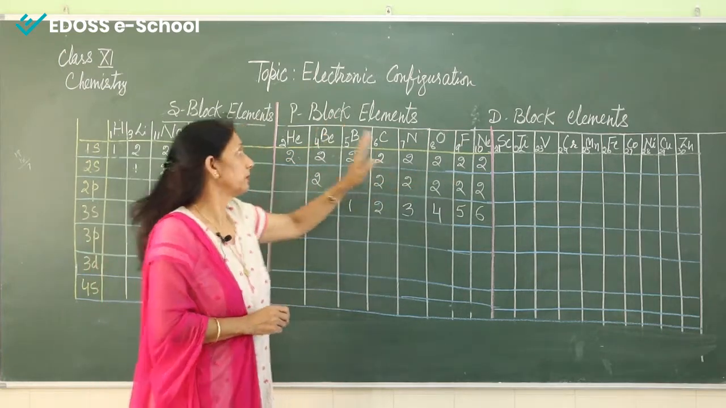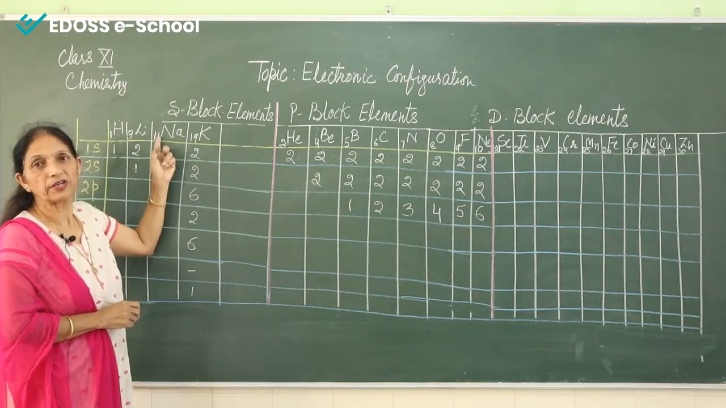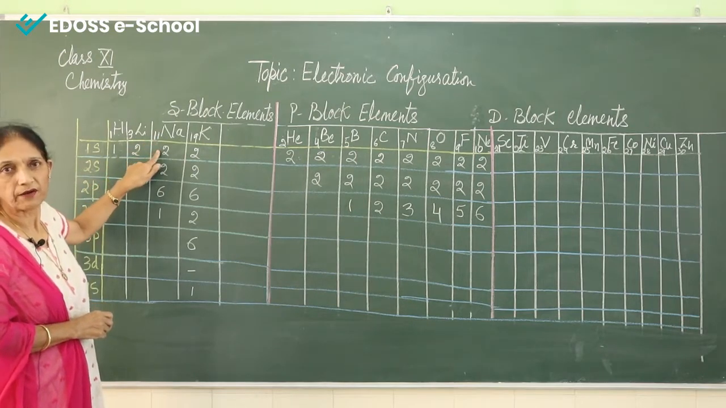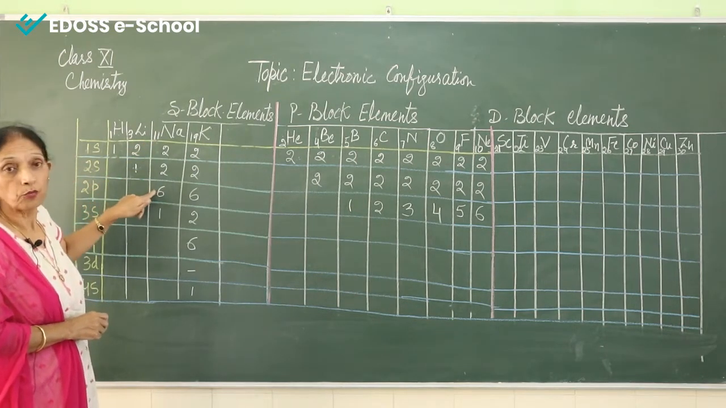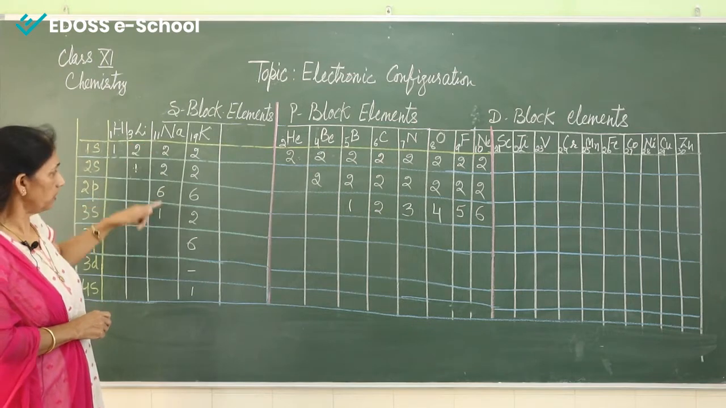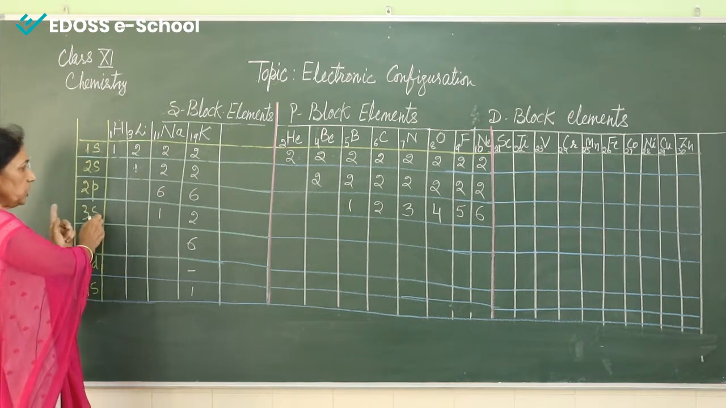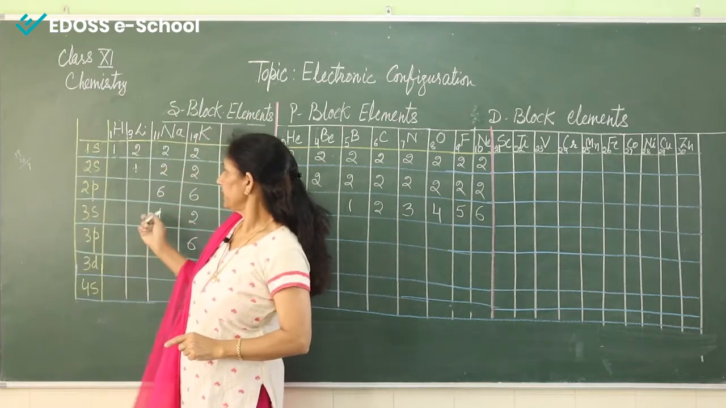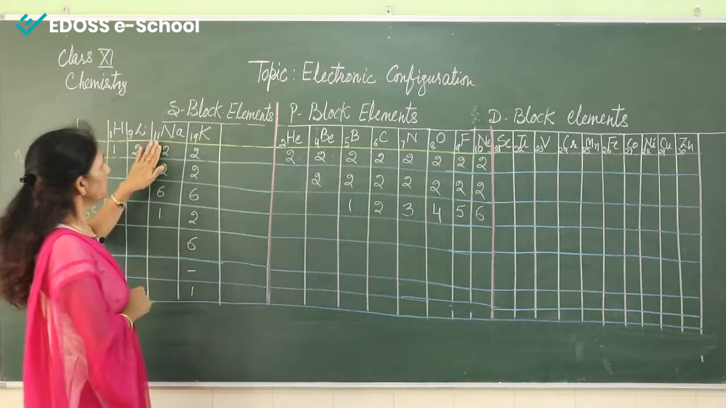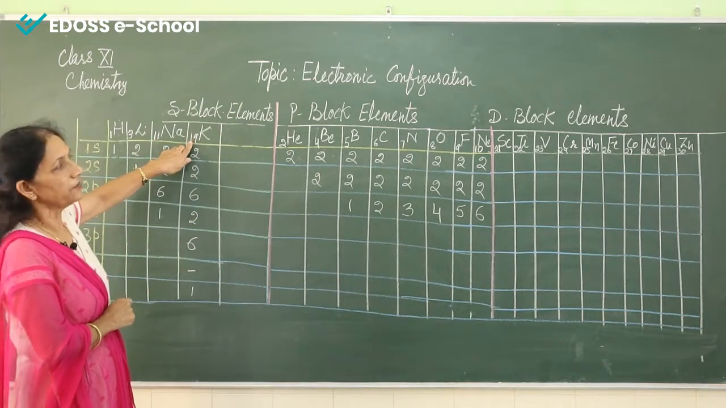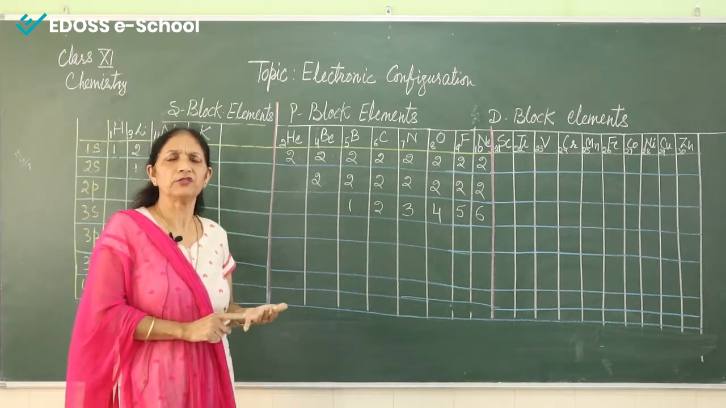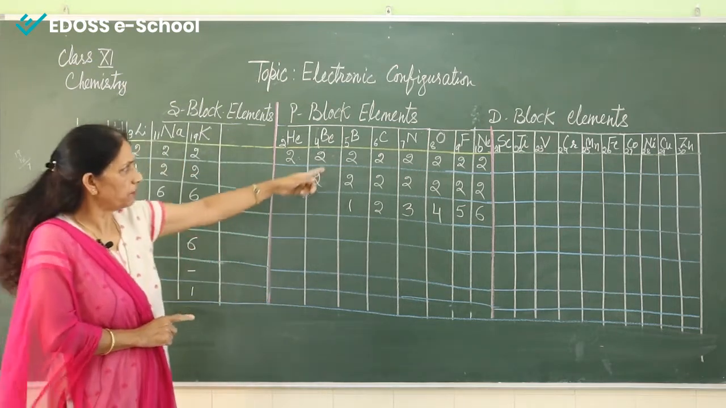After 10, here we can see sodium, which has atomic number 11. How will the electrons be distributed? 1s will have 2, 2s2, and 2p is already filled with 6 electrons. Now the 11th electron will go in 3s. So 3s is having 1 electron. After 11 we come to 19. In the same way you can write for 12, 13, 14, 15, 16, 17, 18 and 19. It will be the same as this.